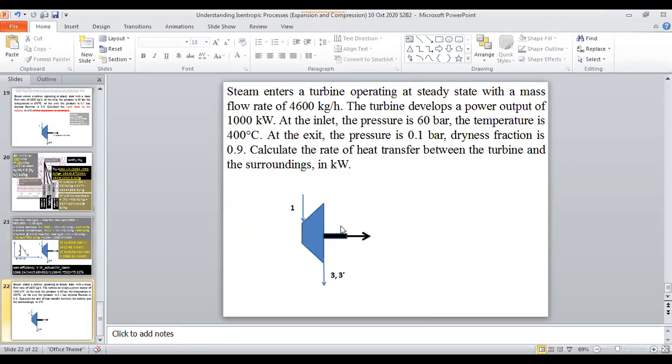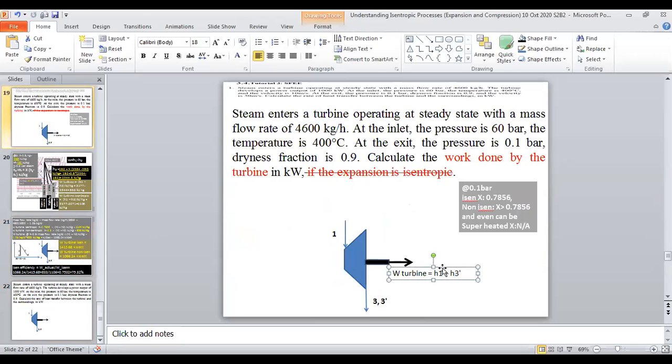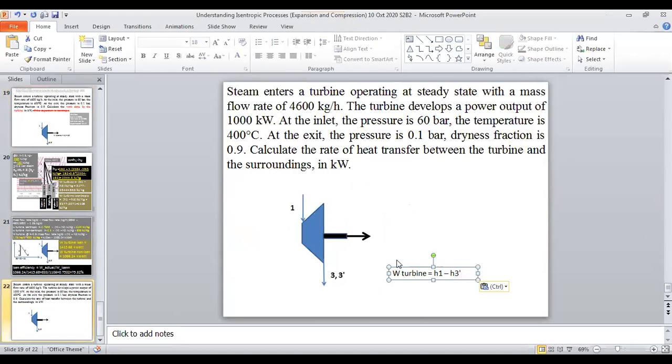So this is how it is: in, out, and there is a work done. Out and work done. Now you have a work done mentioned here. W turbine is 1000 kilowatt.